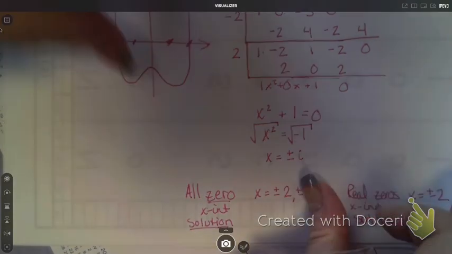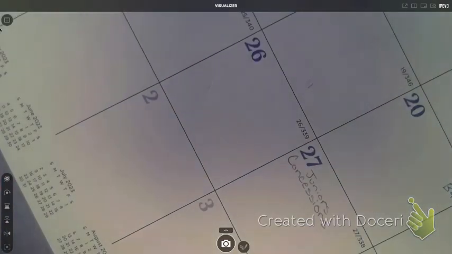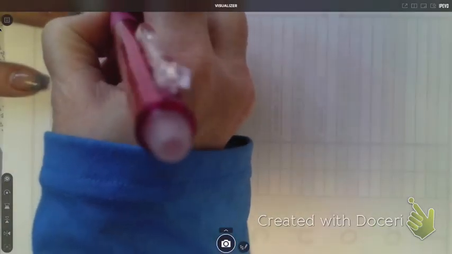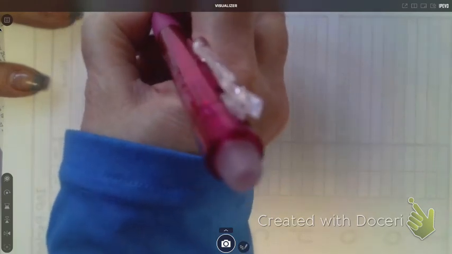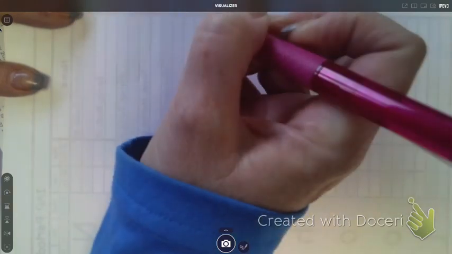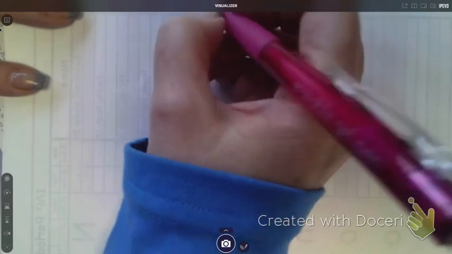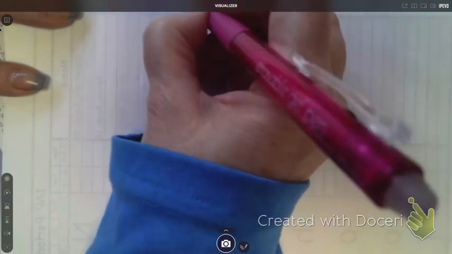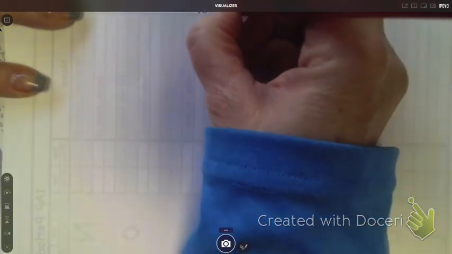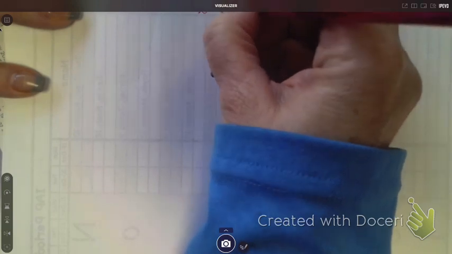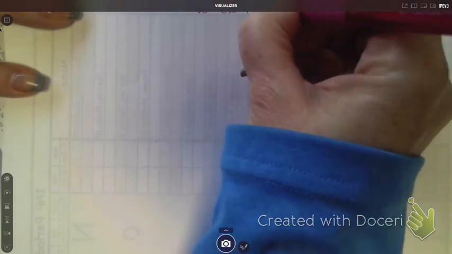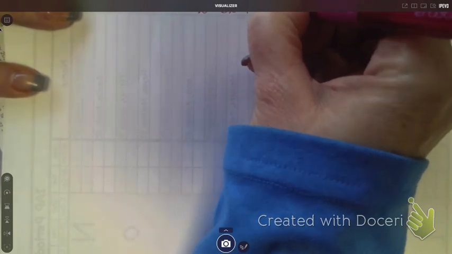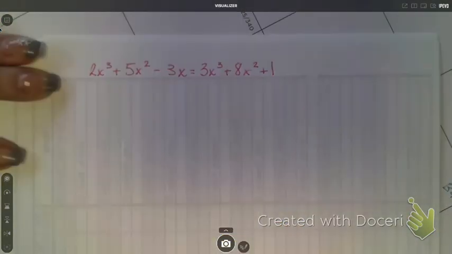Okay, so one more, and then I'll let you go. I want to solve the polynomial equation. I have 2x cubed plus 5x squared minus 3x, sorry, equals 3x cubed plus 8x squared plus 1. I didn't have it up there, sorry.